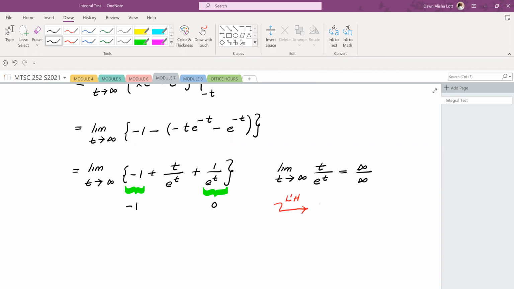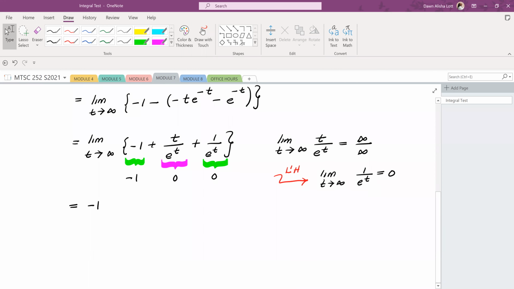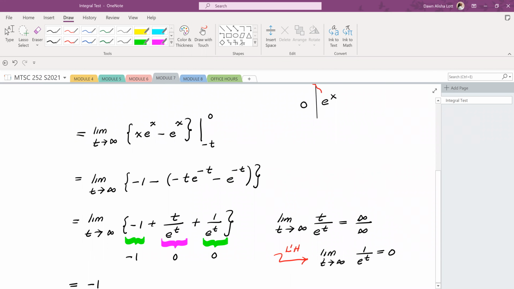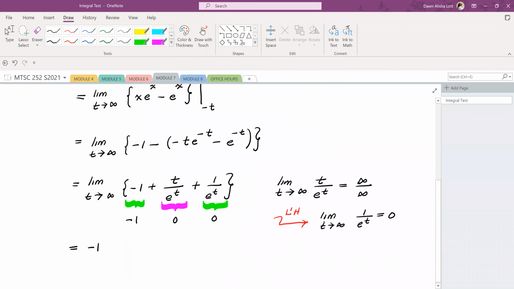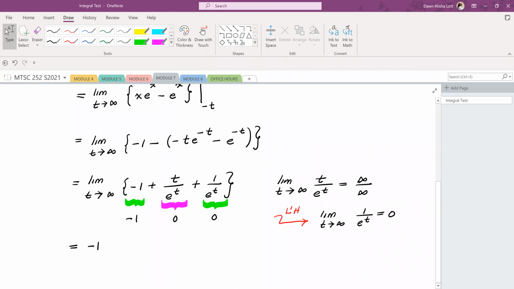which says I can take the limit as t approaches infinity of the derivative, which is 1 over e to the t, and that is now 0. So now I have shown that this limit is 0. So therefore, the whole thing is -1. It is a nice finite number. So therefore, this integral actually converges. And the answer is -1. Okay, so that's how we did improper integrals.